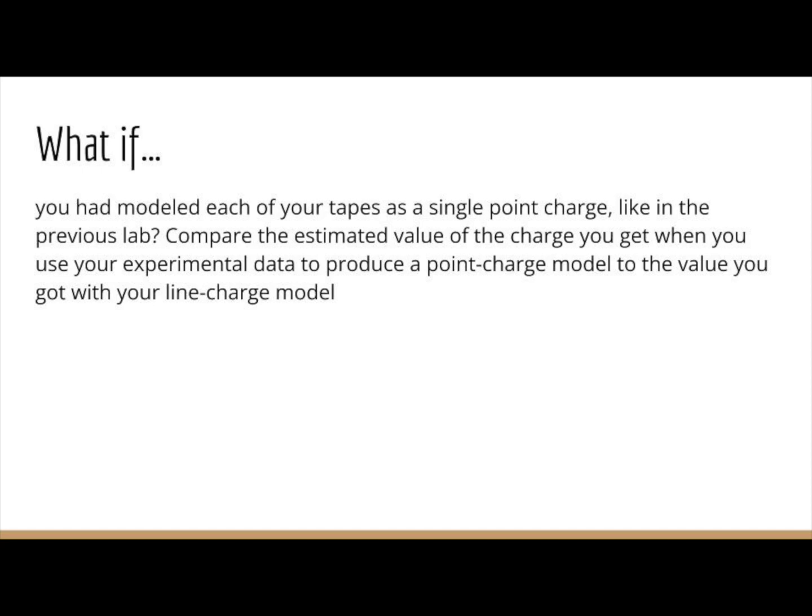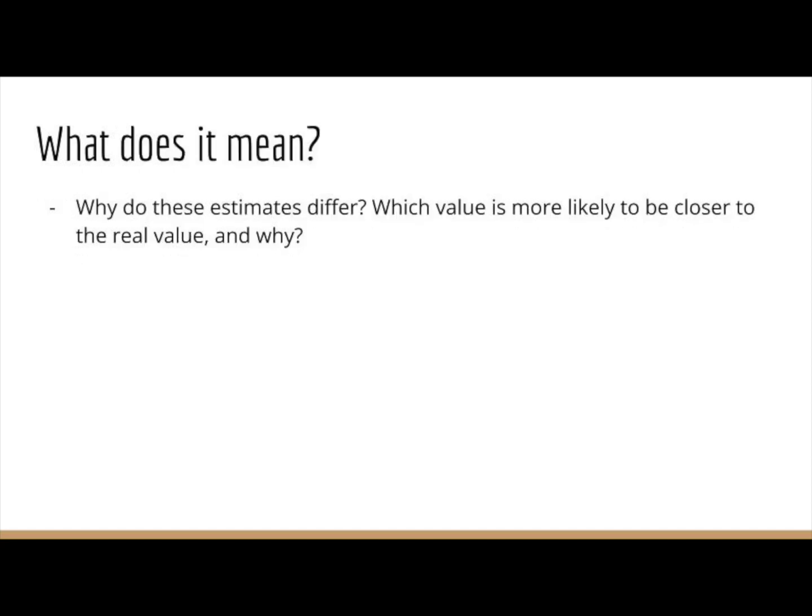And then, what does it mean? Why do these estimates differ? Which value is more likely to be closer to the real value? Well, the model where we use the tape not as a point charge is going to be more accurate, because using it as a point charge decreases your level of precision. The line charge model uses smaller step sizes, which is more accurate to real life, which is why it is the more accurate model, whereas the point charge model uses bigger step sizes, so it is not as accurate.